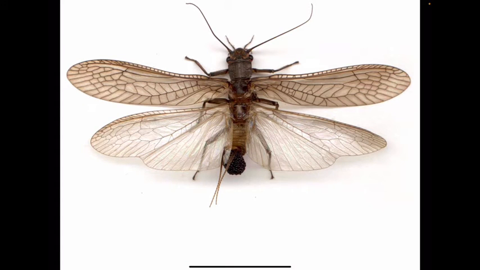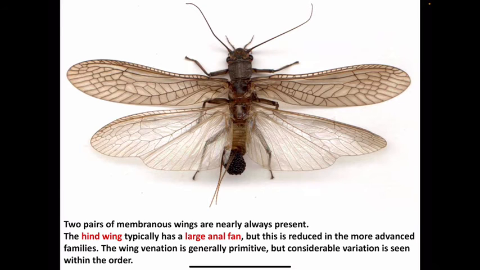Coming to the wings, the forewing is narrow and both the wings are membranous with lots of veins and cross veins, but the most important character is they have a large anal fan in the hind wing. This large anal fan is sometimes reduced in more advanced families. And the wing venation is generally primitive, that is with more veins and cross veins, but considerable variation is seen within the order.